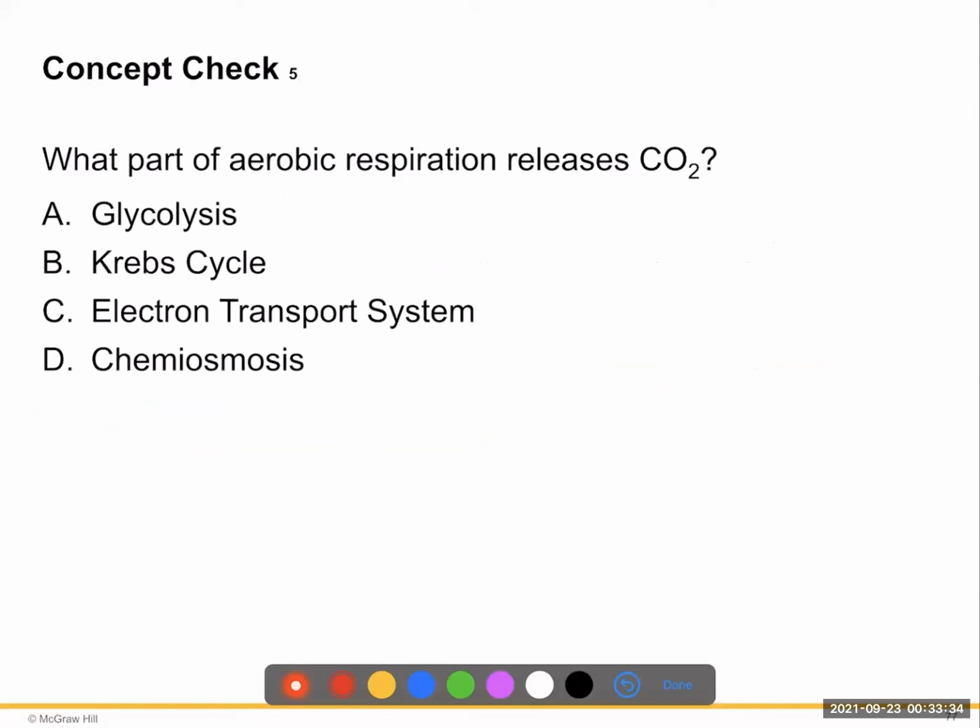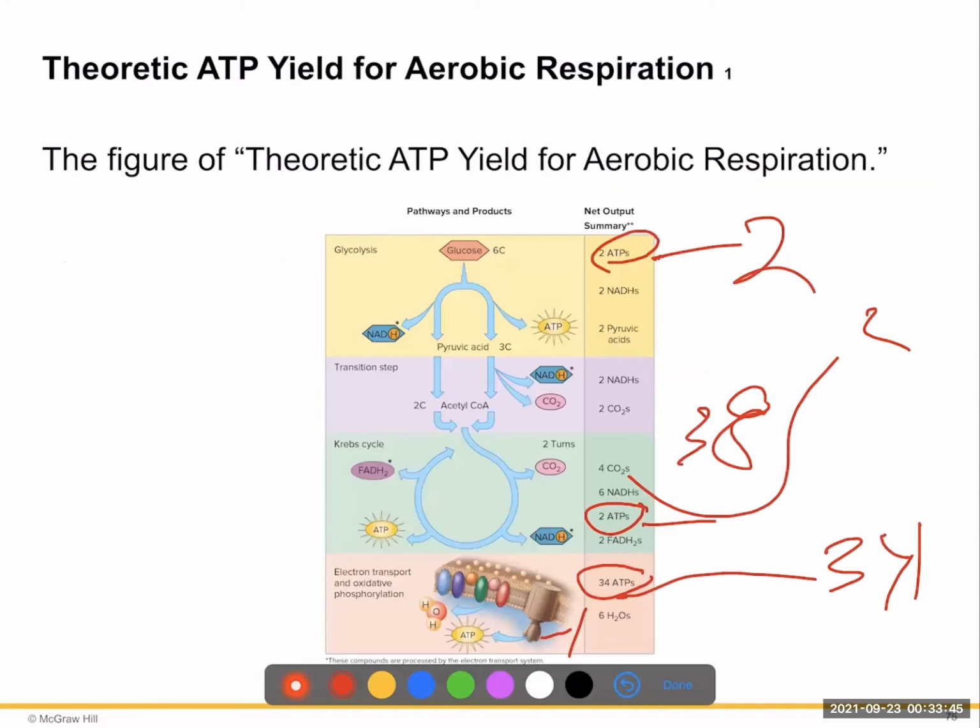So what part of aerobic respiration releases carbon dioxide? Is it glycolysis, the Krebs cycle, electron transport system, or chemiosmosis? Look back. What part of the aerobic respiration? Electron transport system, I think.